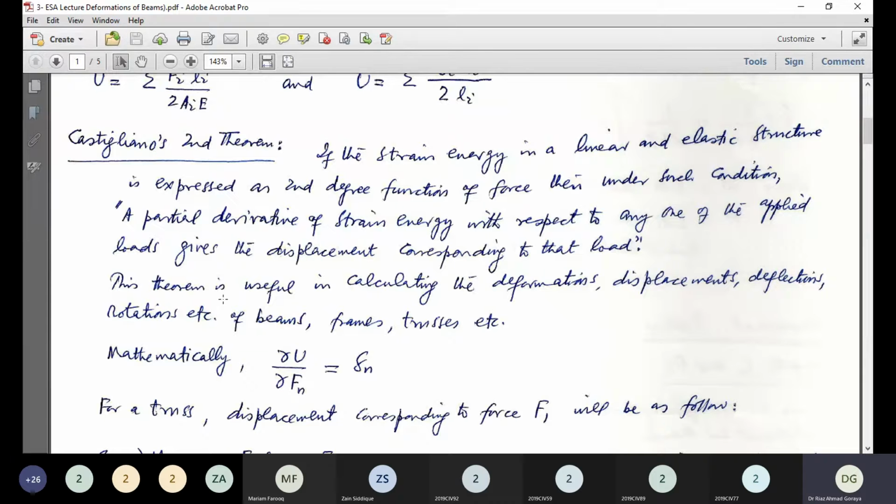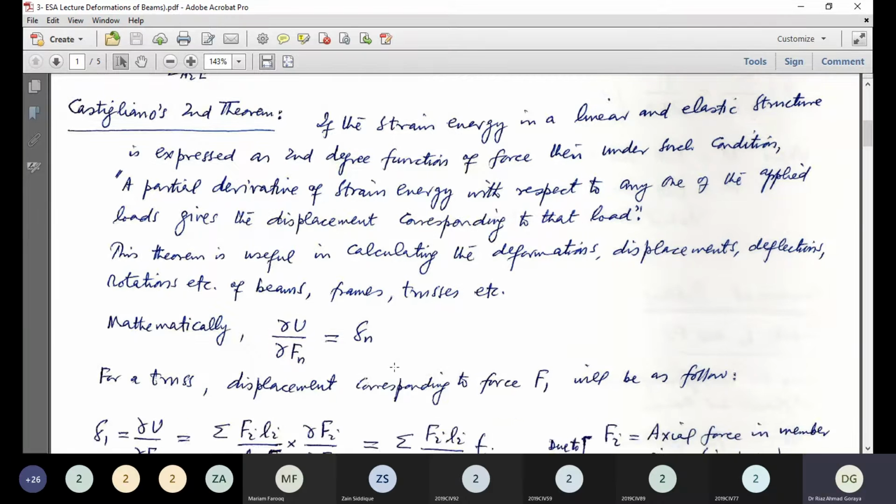So this theorem is useful in calculating the deformations, displacements, deflections, rotations, etc. of beams, frames, trusses, etc. Mathematically, we can write the partial derivative of strain energy with respect to a force Fn will give us the deformation at point n.